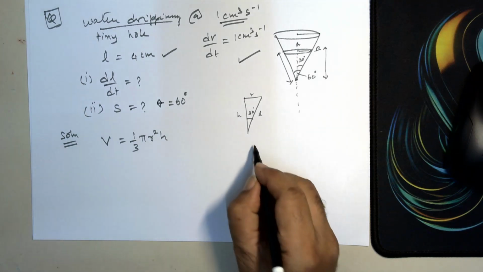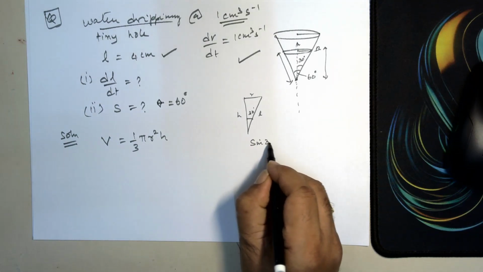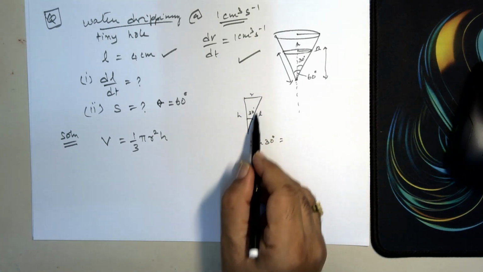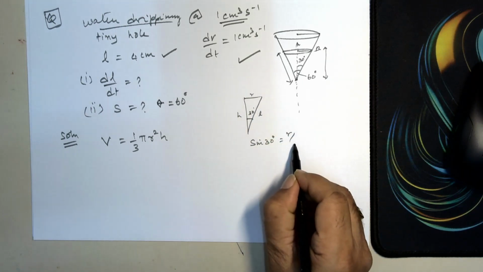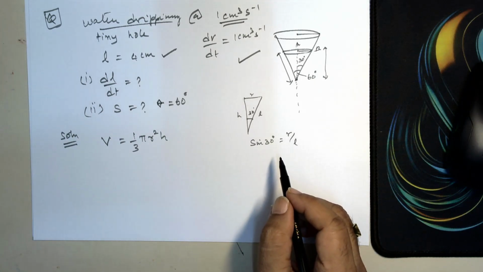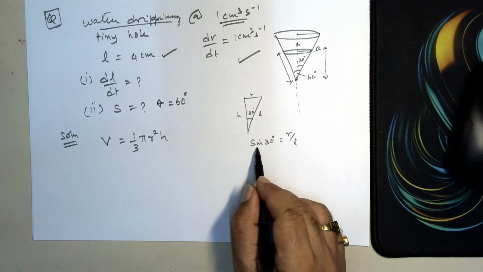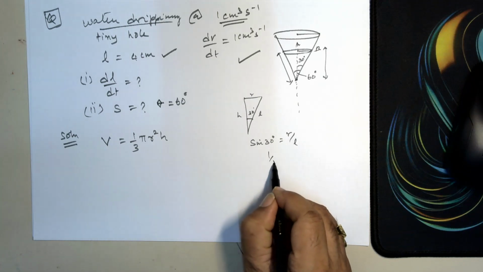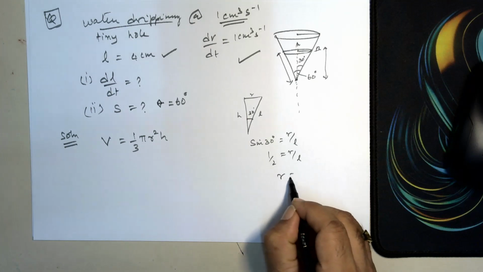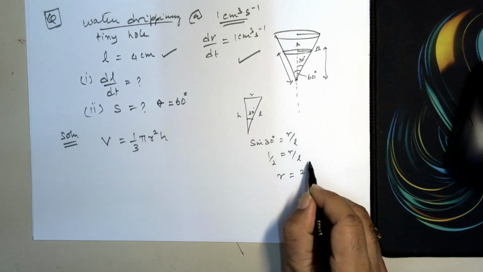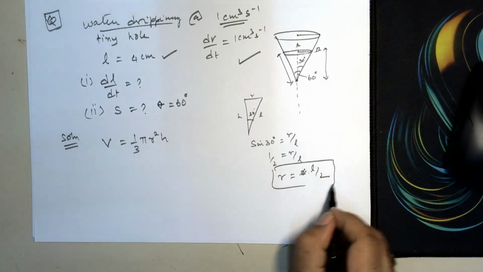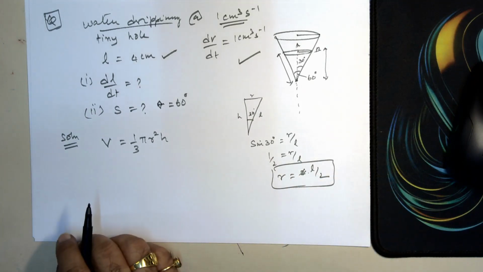So therefore, what is sine 30 degree? 1 by 2. Sine 30 degree means opposite by hypotenuse. That is R by L. Correct? And what is sine 30? So we are able to get the R by L ratio. It means L is equal to 2R, R is equal to L by 2. This is one ratio we have got.